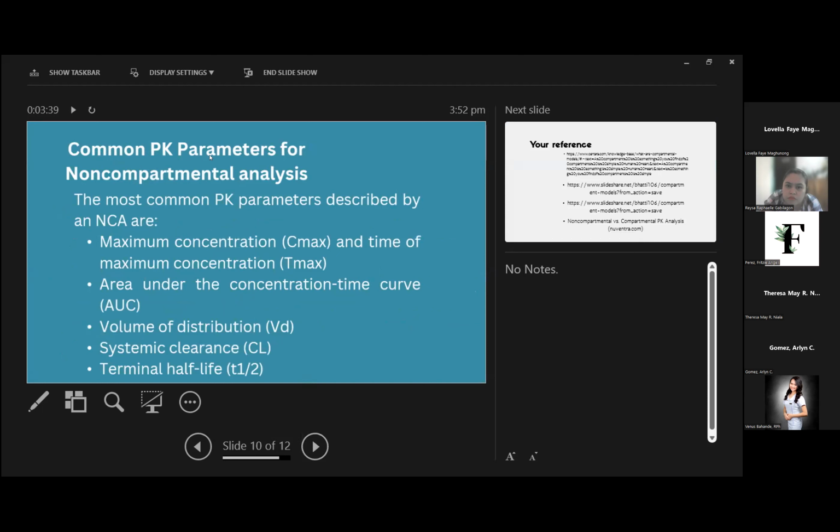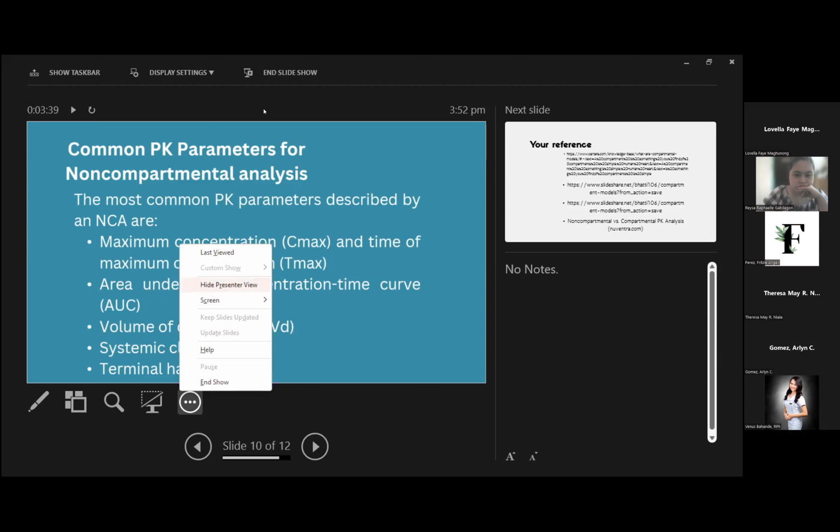So these are the common parameters used in non-compartmental analysis: the maximum concentration or the Cmax, and the time of the maximum concentration or the Tmax. Also, the area under the curve, volume of distribution, systemic clearance, and terminal half-life. So I'll give the floor to Sir Steve Abesha.